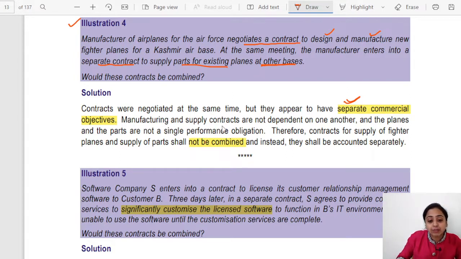Manufacturing and supply contracts are not dependent. They are independent of each other. They are not dependent on one another. It is not like when you will be supplying the parts for the existing planes, then only you will be having a chance to design and manufacture the new airplanes.